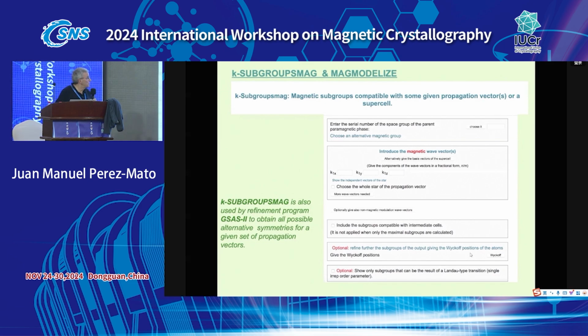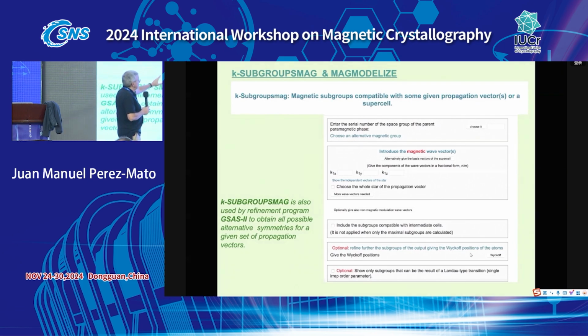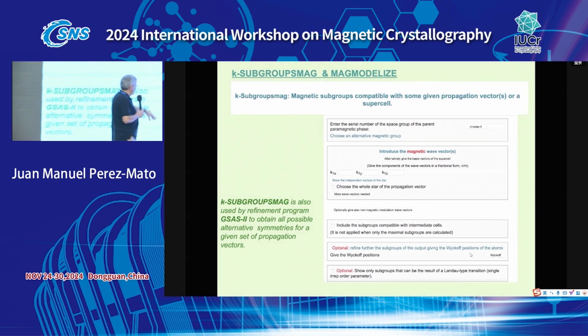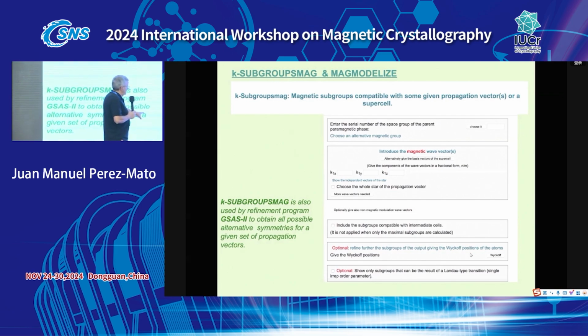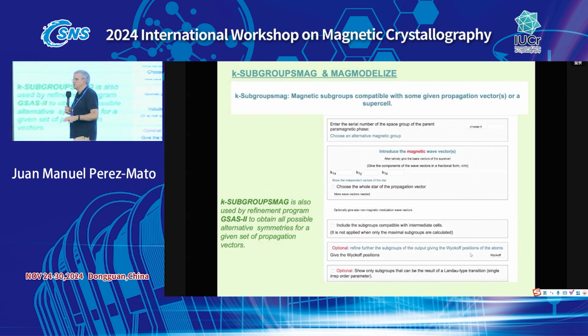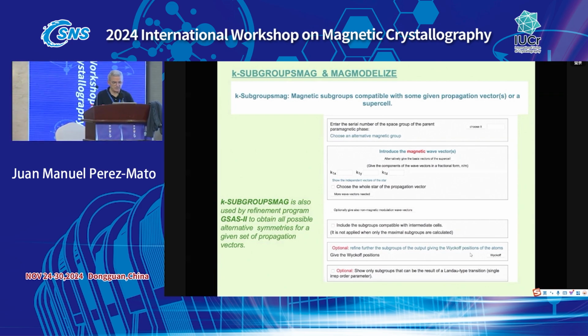So you include then the k vectors. For instance, it says choose the whole star of the propagation vector. That means choose the whole set of wave vectors which are symmetry related. And these are optional things. You can forget about them for the moment. But you can, if necessary, include the decomposition of the magnetic atoms, which reduces the possible symmetries, and so on.